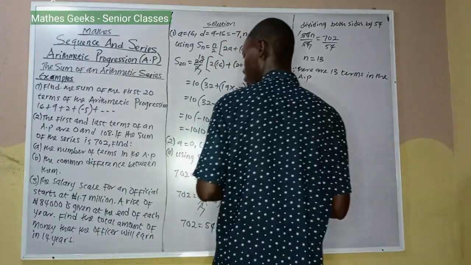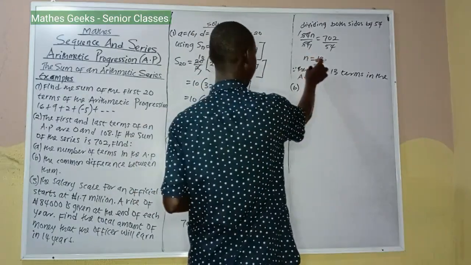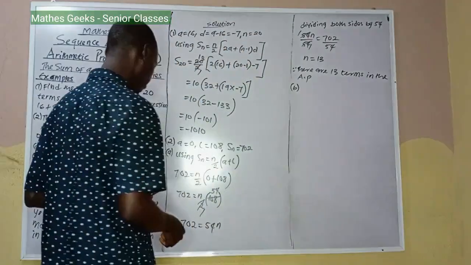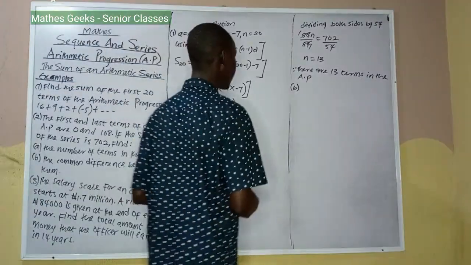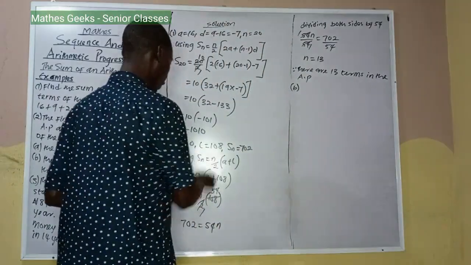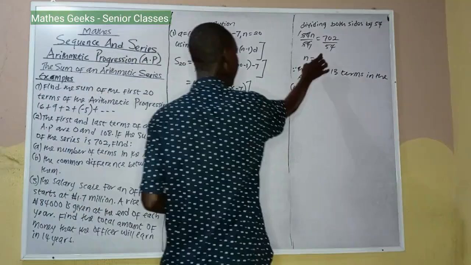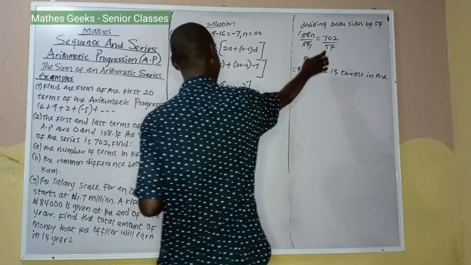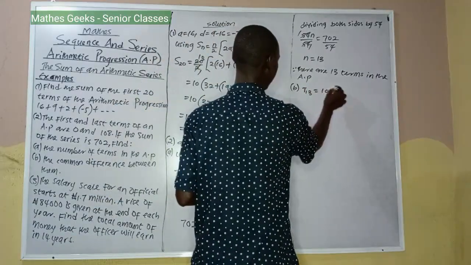B. The common difference between them. So to get the common difference, since the number of terms is 13, and we're given the first term to be 0, let's look at the 13th term. The last term is 108, so since there are 13 terms in the sequence, the 13th term is the last term, which is 108. So T13 is equal to 108.